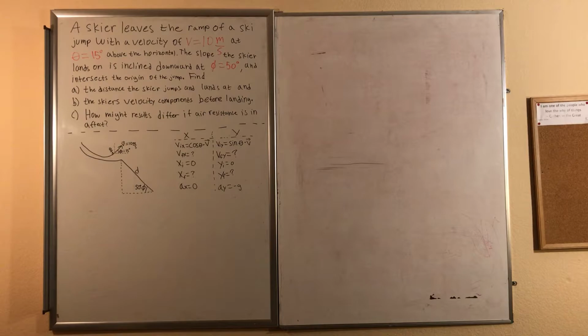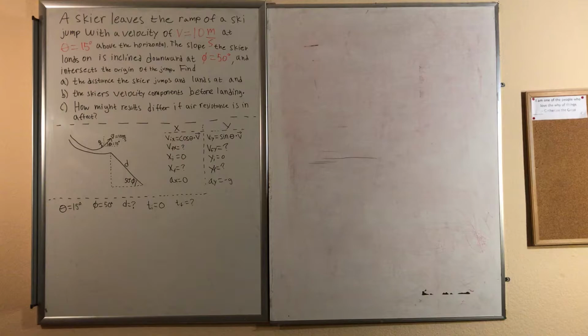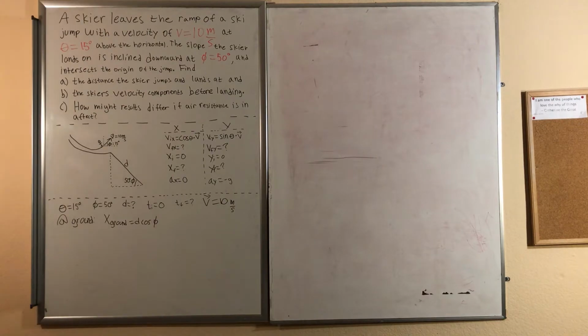Let's write some more global variables like theta equals 15 degrees and phi equals 50 degrees. The distance d is unknown, and the time initial is 0, and the time final is unknown. The velocity is 10 meters per second. At the ground of the slope, the x of the ground will be d times cosine of phi, and that gives us the x component. And so for the y of the ground, it will be negative d times sine of phi, as we are going down in the y direction from the skier.